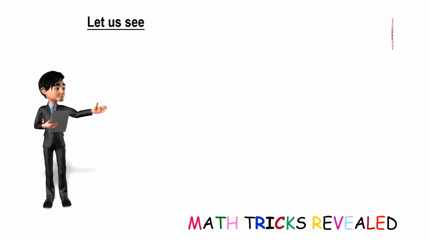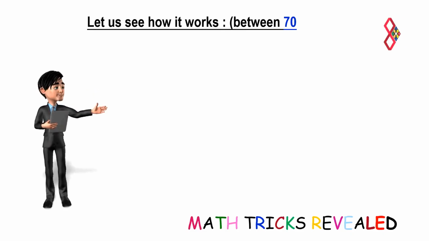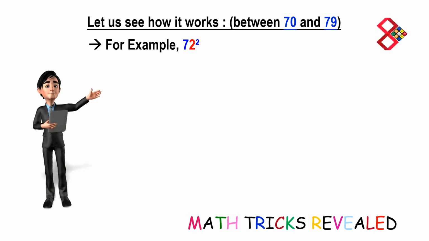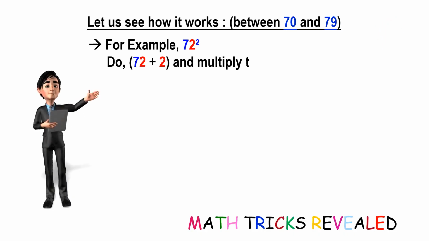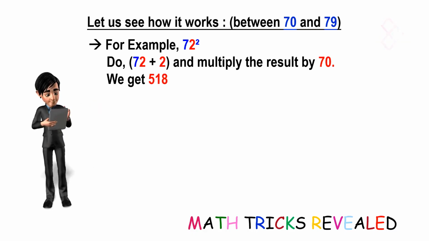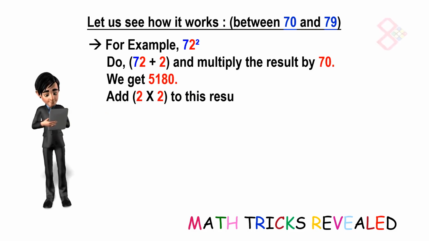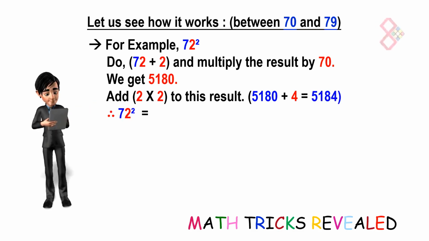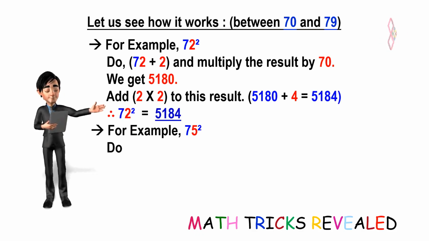Now let us see how it works for numbers between 70 and 79. For example, we take 72 squared, do 72 plus 2 and multiply the result by 70. We get 5180. Add 2 times 2 to this result. We get 5180 plus 4, which is 5184. 72 squared is equal to 5184.